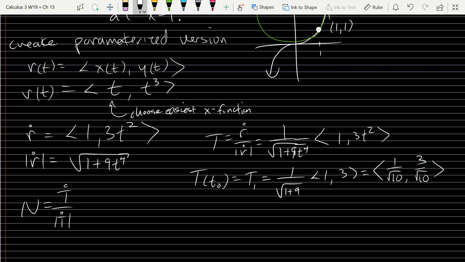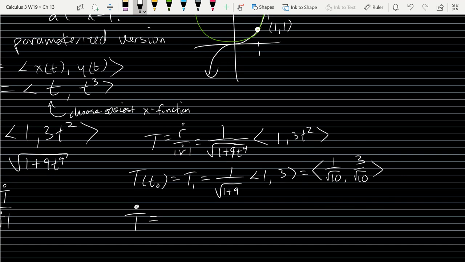So this is where it's going to start to be annoying. What happens when I compute T dot? What happens if I use what I have circled right here? If I take the derivative of 1 over square root 10 comma 3 over square root 10, what would I get? 0. So it's the same problem in Calc 1. If you plug in your input before your derivative, you'll get a 0 derivative. So make sure when you're computing T dot, we're actually using the one above.